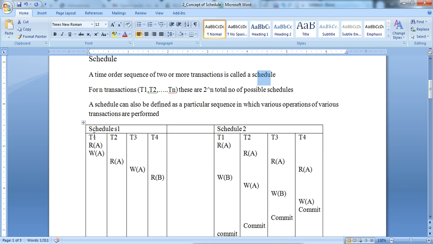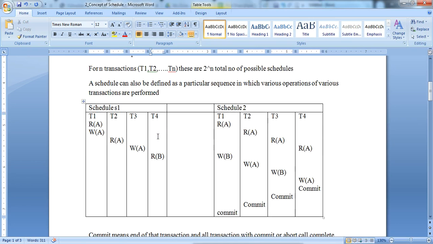Here is a simple example. Schedule 1 has T1, T2, T3, T4. Transaction T1 reads the A value, then writes the A value. Then transaction 2 again reads the A value. Then transaction 3 writes the A value. These are simply the tasks under transaction 1, 2, 3 and 4, and combined they execute something, which is called a schedule.